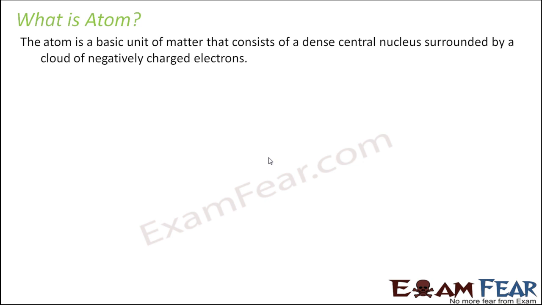In this chapter, we'll study the structure of the atom. So the question that comes to our mind is, what is an atom? In fact, we have studied this in the last chapter. Atom is nothing but the basic unit of matter. Please let me reiterate: any matter consists of atoms. So an atom is a basic unit of matter, and it is nothing but a dense central nucleus surrounded by negatively charged electrons. So it has a dense nucleus and electrons.